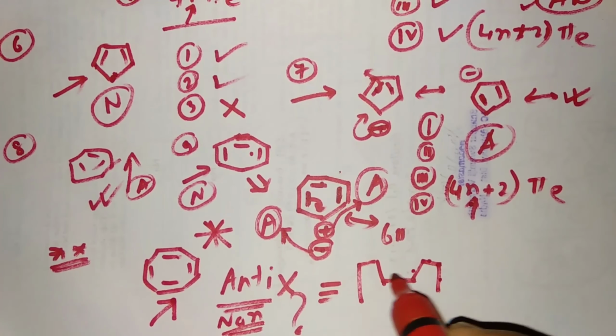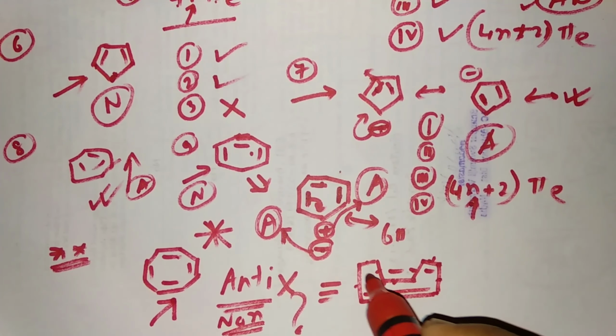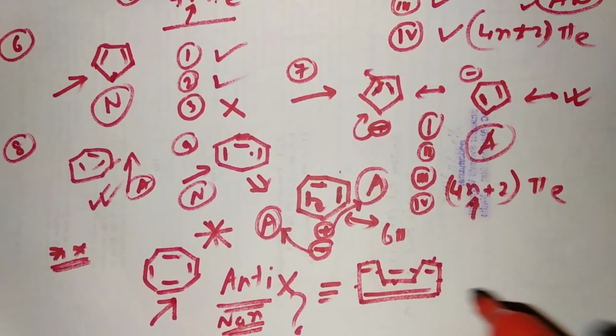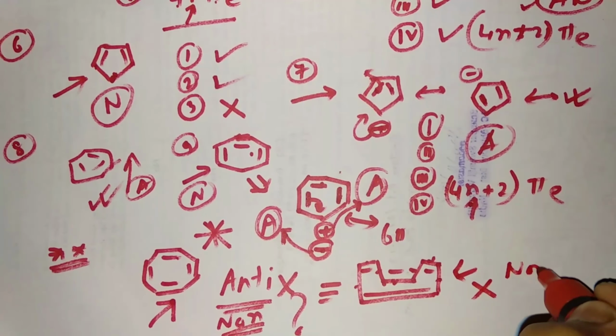1, 2, 3, 4, 5, 6, 7, 8. Okay, so this one, then this one, then this one. So this kind of structure is possible for the system. So this is a boat-like structure. So it's not planar. That is why it is non-aromatic. Okay.